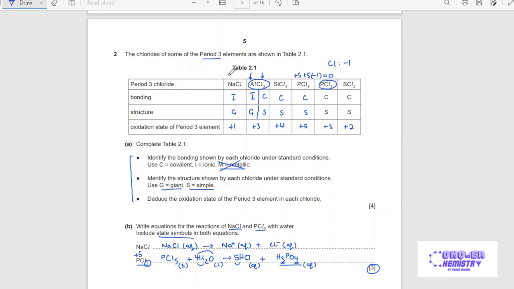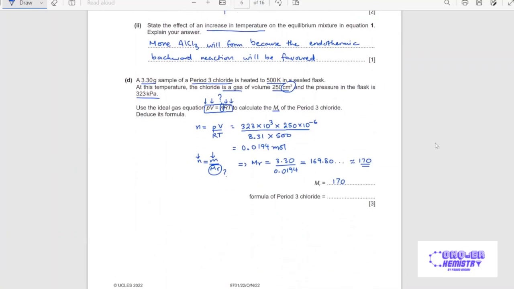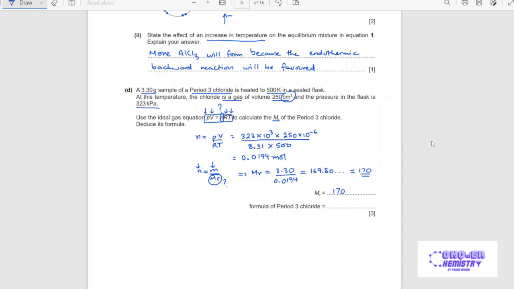All right. Sodium has an Ar of 23. Al has one of 27. Silicon is 28. Phosphorus is 31. And sulfur is 32.1. Okay? So all of them have a lower Ar than chlorine, which is 35.5. All right? So I'm going to keep subtracting 35.5 from the Mr, which is 170, until I get a value less than 35.5. Okay?